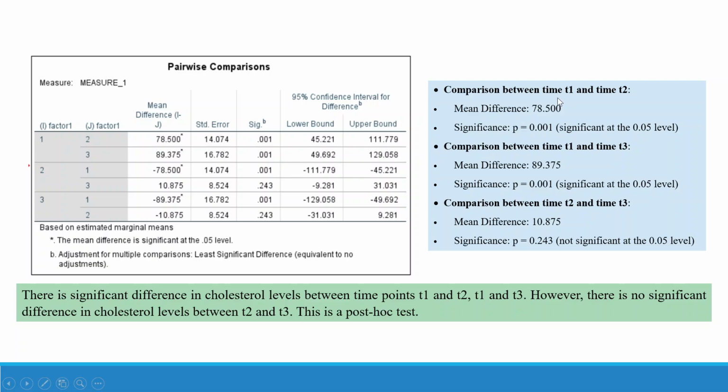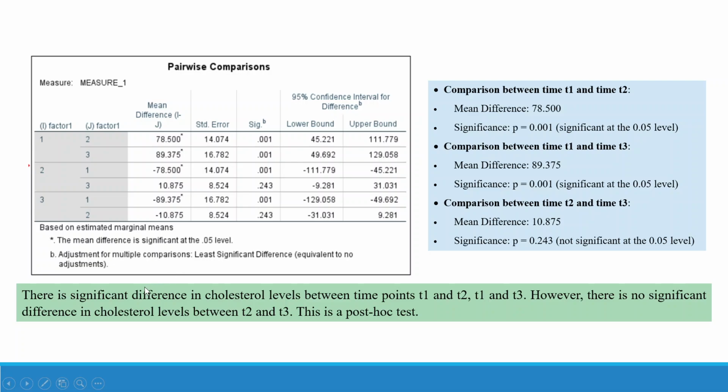So the comparison difference between time T1 and T2, the mean difference is this. So it is significant because the p-value is 0.001. This one, T1 and T3, 89.375. The difference is significant. But when we talk about T2 and T3, this and this, it is 0.243, and therefore the difference in the cholesterol level is not so significant. The difference is there, but it is not so significant. Now, when you compare 1 with 2 and 2 with 1, the difference is only in the signs. The p-value remains the same. So you don't need to compare it again and again.